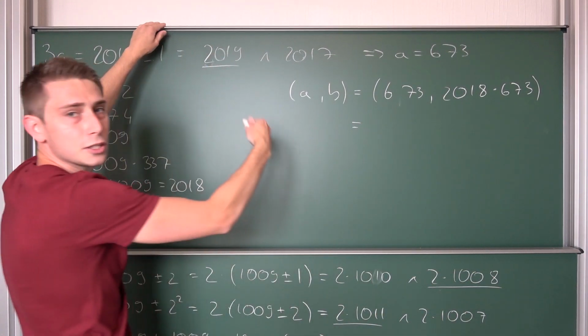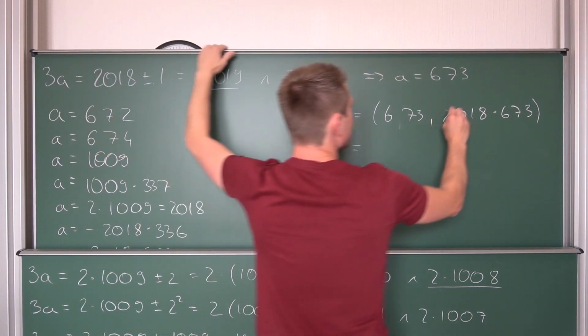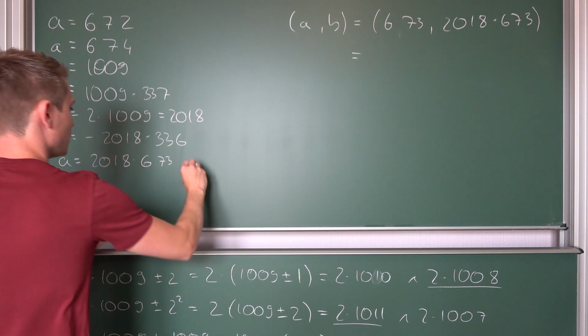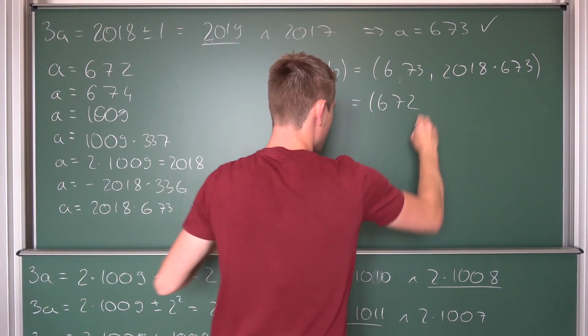So the next pair, you would in normal case write it out, but I'm too lazy for that right now, is, okay, we are done with this and we are done with this. Now what about 672?